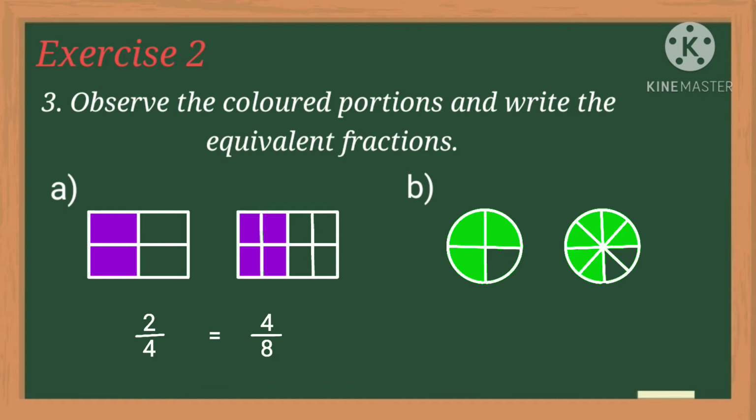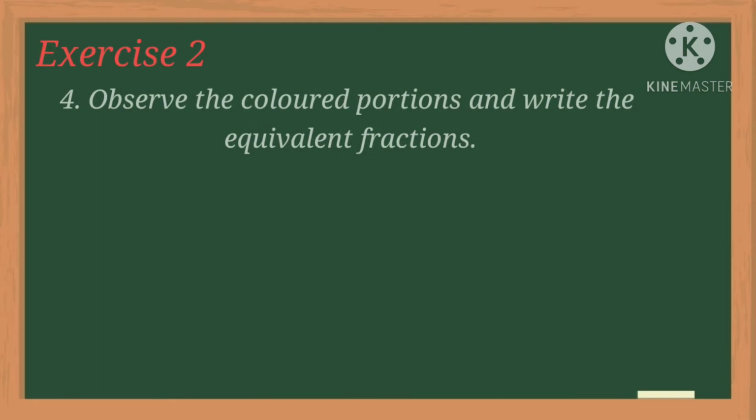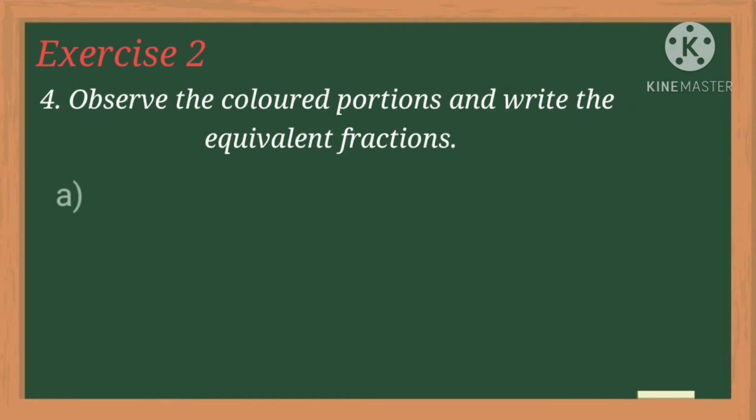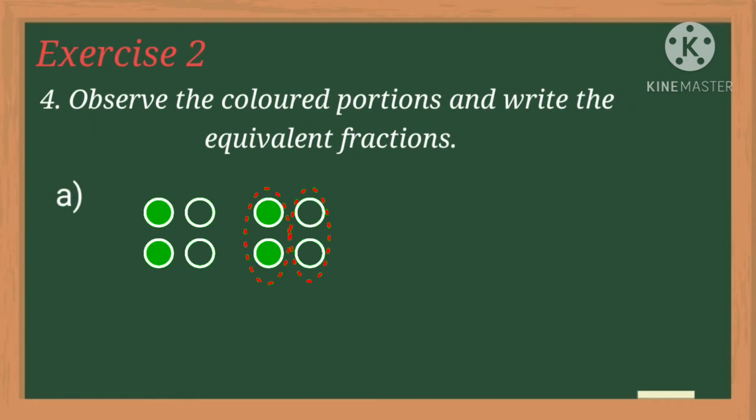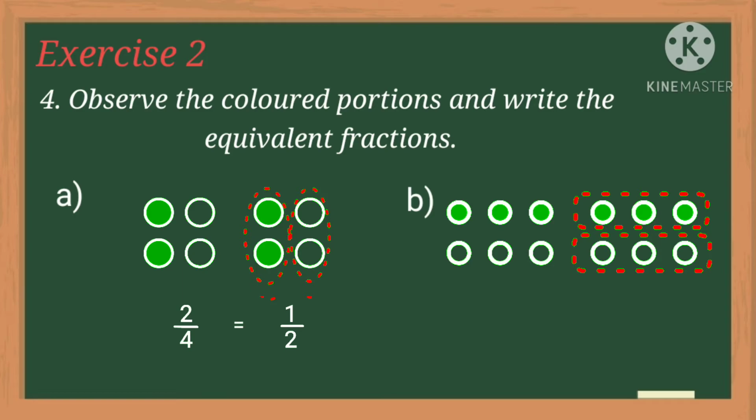In the second question, 3 by 4, we have both numerator and denominator multiplied with 2, so 6 by 8. Next main is also the same thing. Observe the 2 by 4 is equal to 1 by 2. We have grouped into 2 groups. In the second one, 3 by 6 can be written as again 1 by 2. We have grouped 3 in each group.